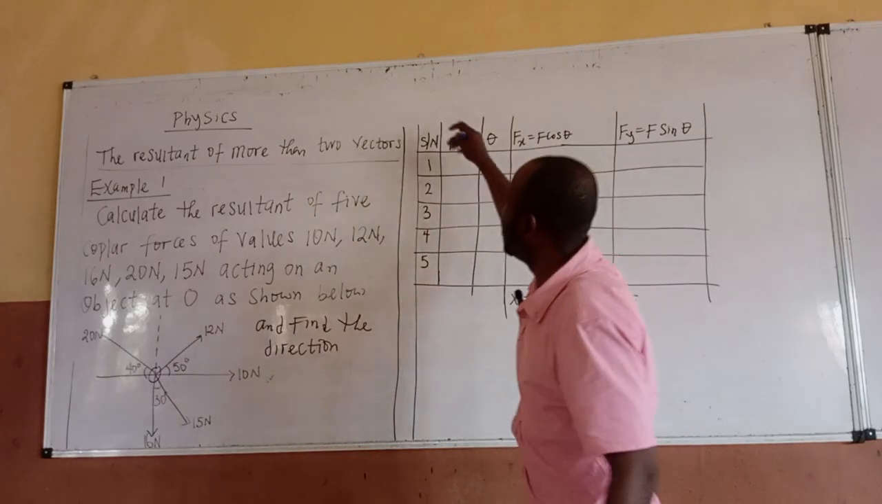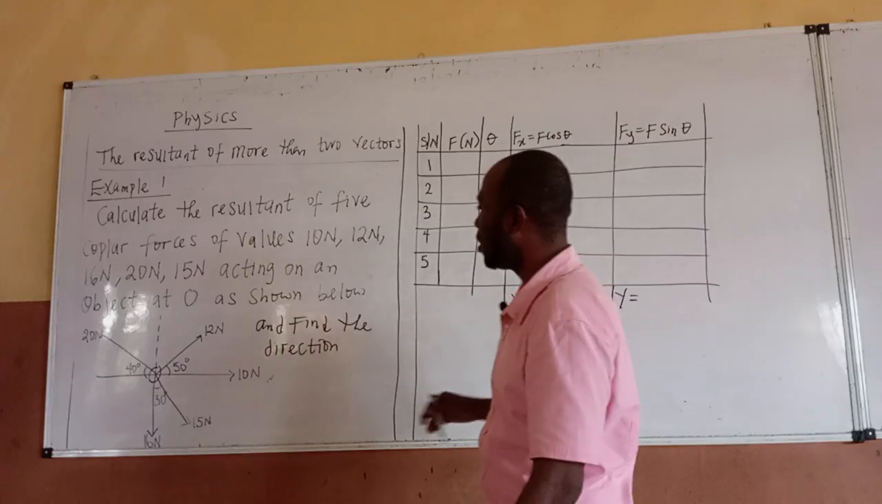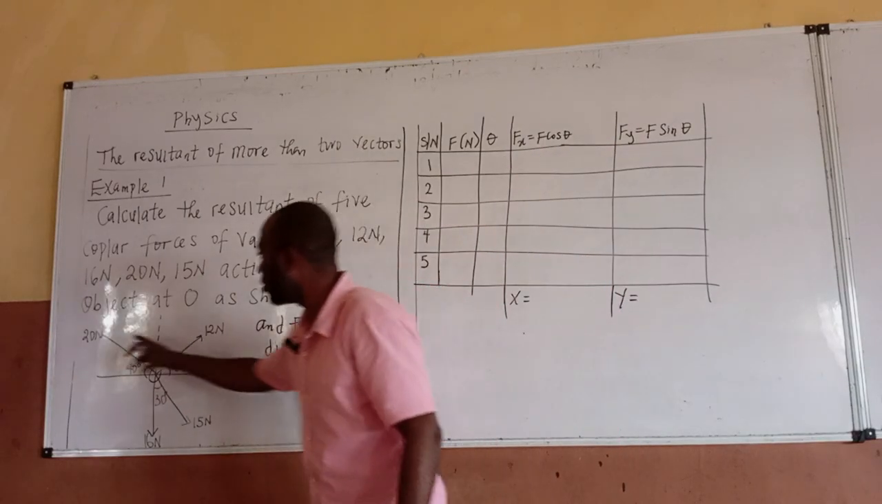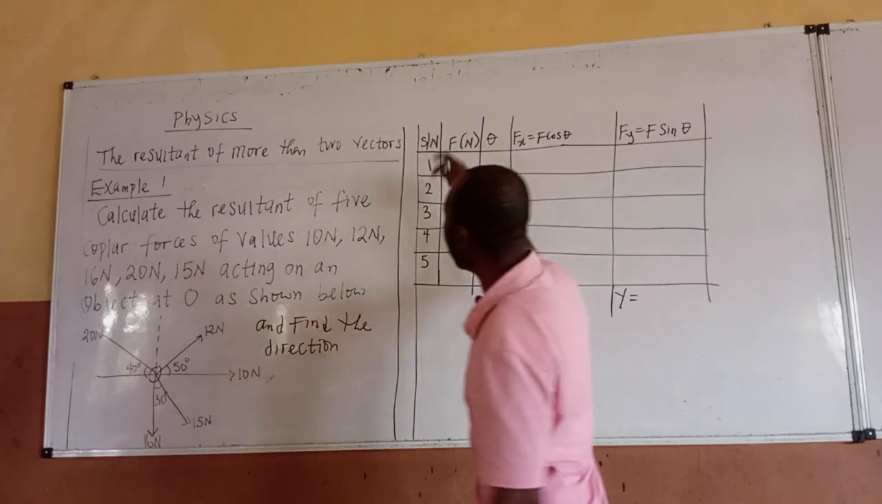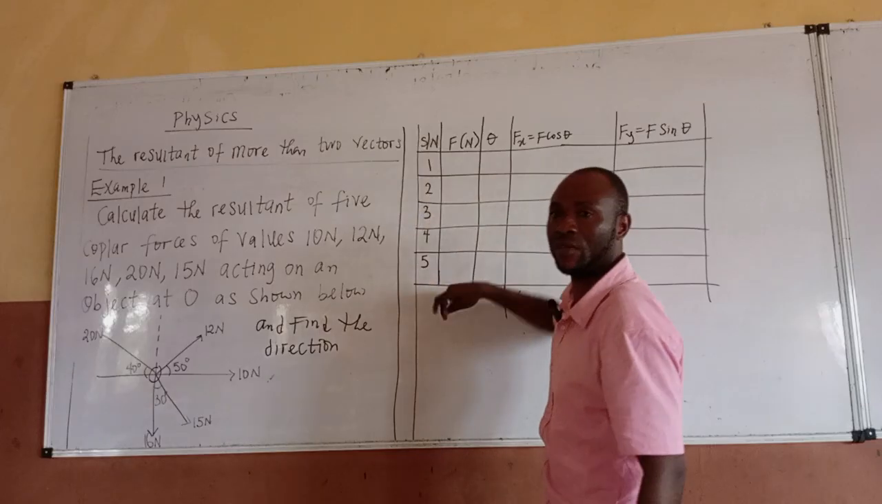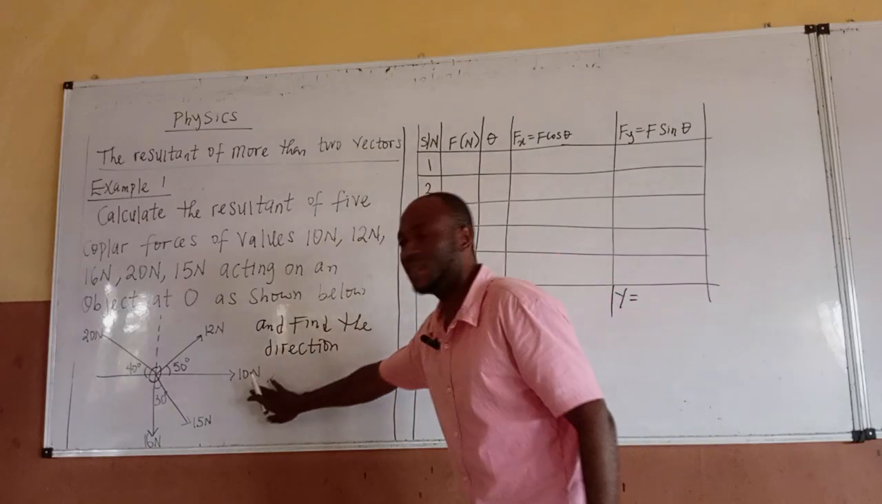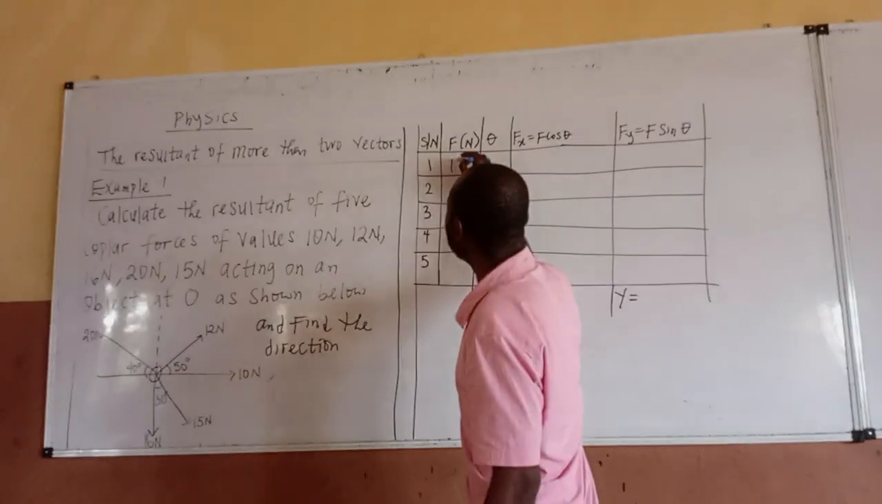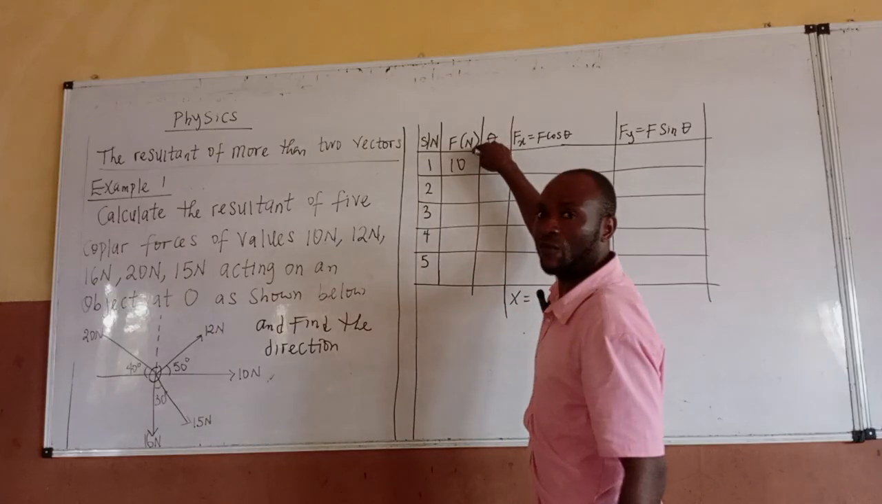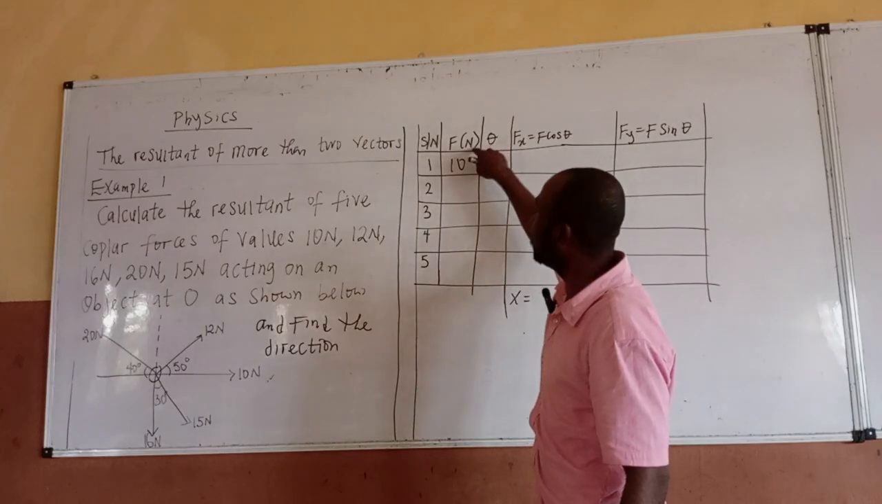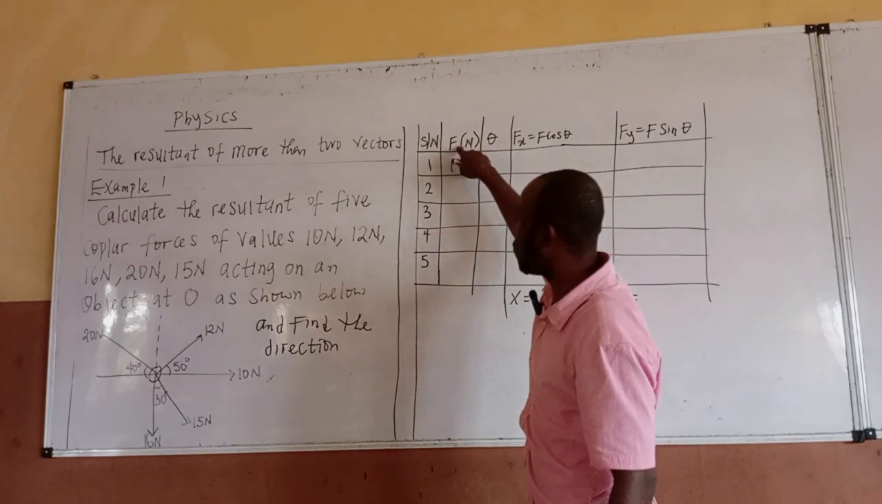Now, this is serial number. How many forces do we have there? 1, 2, 3, 4, 5. That's why you have 1, 2, 3, 4, 5. Now, the first force, 10 Newton. So you put it here. This N here stands for the unit of force, which is Newton. The F stands for force.